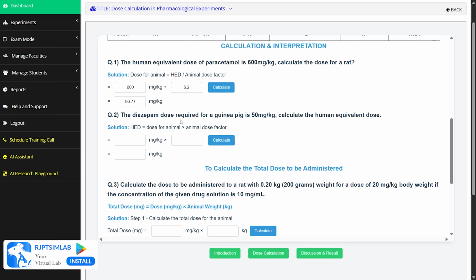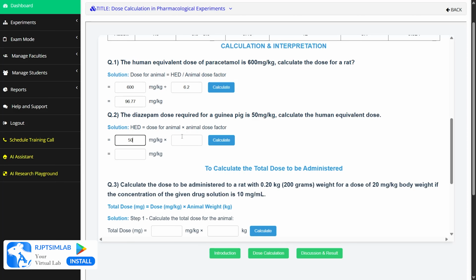The second question says the diazepam dose required for a guinea pig is 50 milligram per kilogram; calculate the human equivalent dose. In this question, the dose for the animal is already given. Our animal is the guinea pig, and the dose is 50 milligram per kilogram. We have a formula for this. For the calculation of human equivalent dose, the formula is human equivalent dose is equal to dose for animal multiplied by animal dose factor. So when we put in the values, the dose for the animal is 50 milligram.